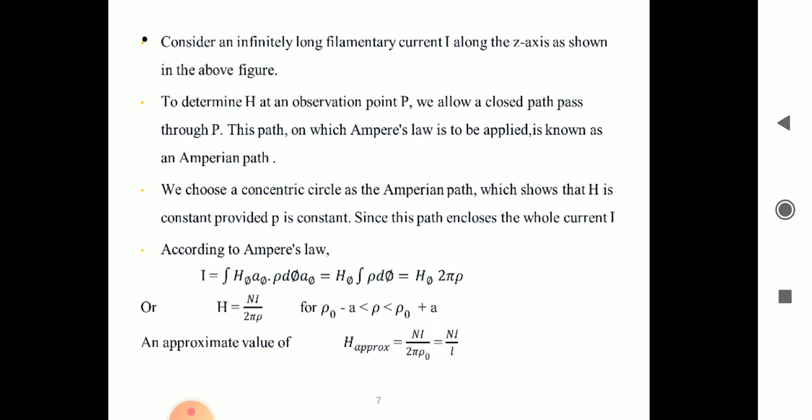Suppose we are taking N number of turns, then H is equal to NI by 2 pi rho for rho naught minus a less than rho less than rho naught plus a. An approximate value of H is equal to NI by 2 pi rho naught, or simply NI by L.